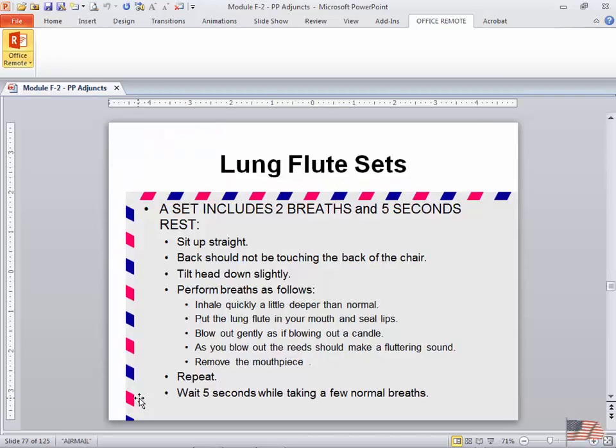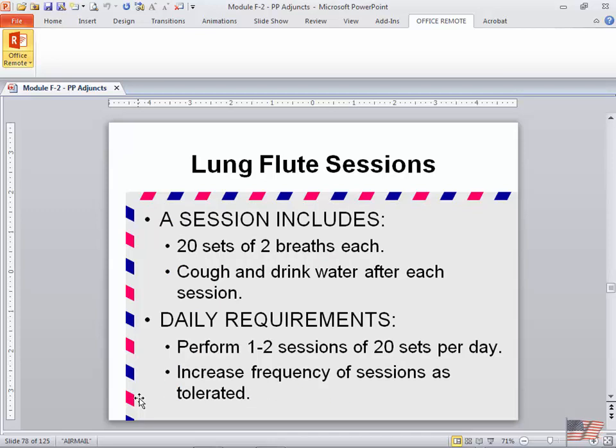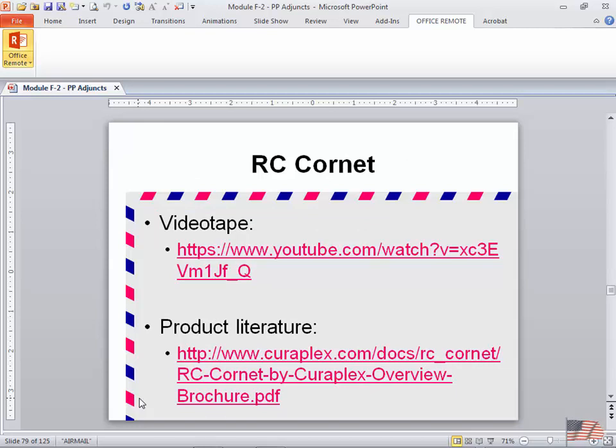Strange. And again, what they should end up doing is just doing a couple of breaths and resting. And they do 20 sets of these 2 breaths. And they cough, and if you really are excited, you can go look it up. It's the lung flute.